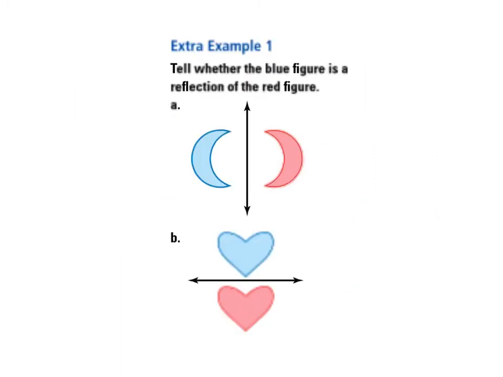Letter A, is this one a reflection? This one is a reflection. This is a reflection over the y-axis. And letter B is no, this is not a reflection, this is a translation. And it was translated by sliding down.